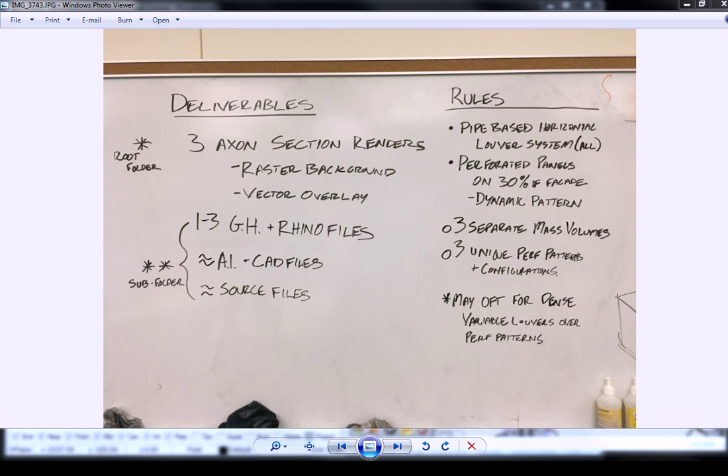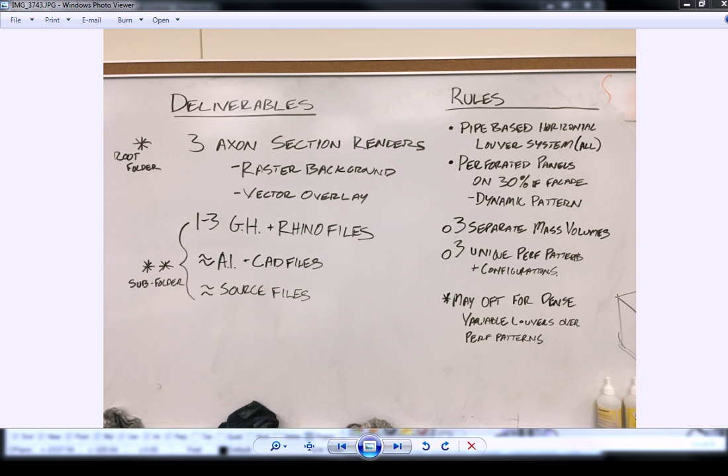Your drop folder in your root folder, which means you're going to create a folder with your name, and you can do a little subtext and call it like, you know, Marco Final or something like that. I don't care what you call it after it. I just need your name. It is going to have 3 files in it. They're going to be PDFs, and they're just going to be a render, an axonometric section render that has a raster background and a vector overlay.